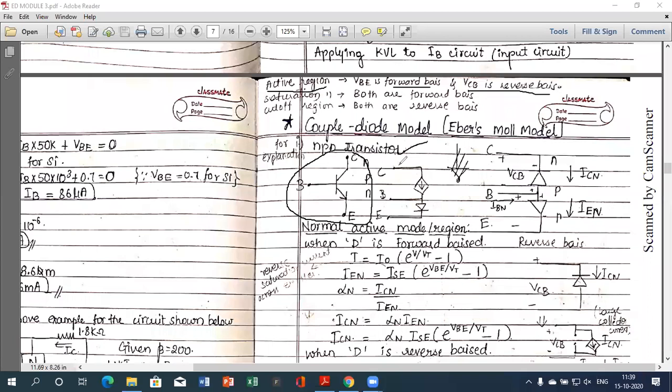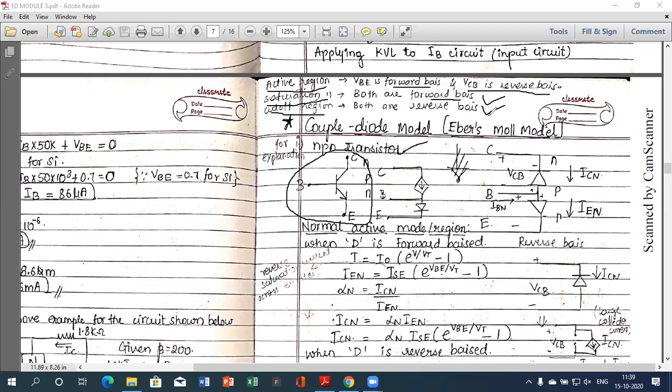Similarly, if the same transistor operates in the saturation region, then base to emitter and collector to base are both forward biased, which is shown here. The last is the cutoff region. In this, base to emitter and collector to base are both reverse biased.